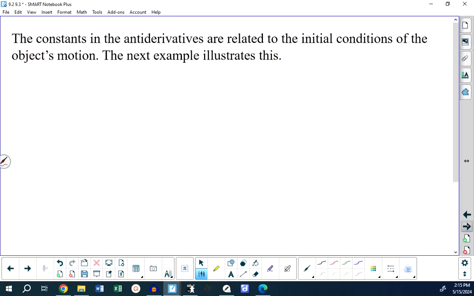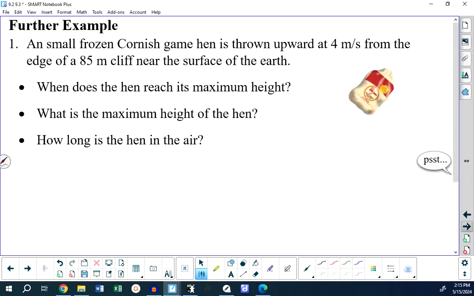The constants in the antiderivative are related to the initial conditions of the object's motion. Let's see what this means. So, a small frozen Cornish game hen is thrown upwards at 4 meters per second from the edge of an 85 meter cliff near the surface of the earth. So when does the hen reach its maximum height? What is the maximum height? And how long is the hen in the air? It's frozen because they don't want it flying away. Okay.